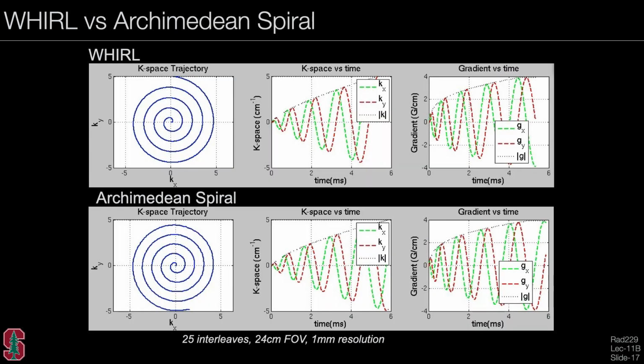Here we compare whirl to Archimedean spiral, whirl on the top and Archimedean spiral along the bottom. And the key point here is that whirl gives you a trajectory that is 10% shorter in time. So for a high number of interleaves, you can save some scan time. And if you look on the left, the trajectories look very, very similar. So clearly the trade-off is in the minimum duration. Now, you could argue that the Archimedean spiral is sampling for longer, so it has a little bit higher SNR. But it's interesting to think about the different design approaches that have been considered.